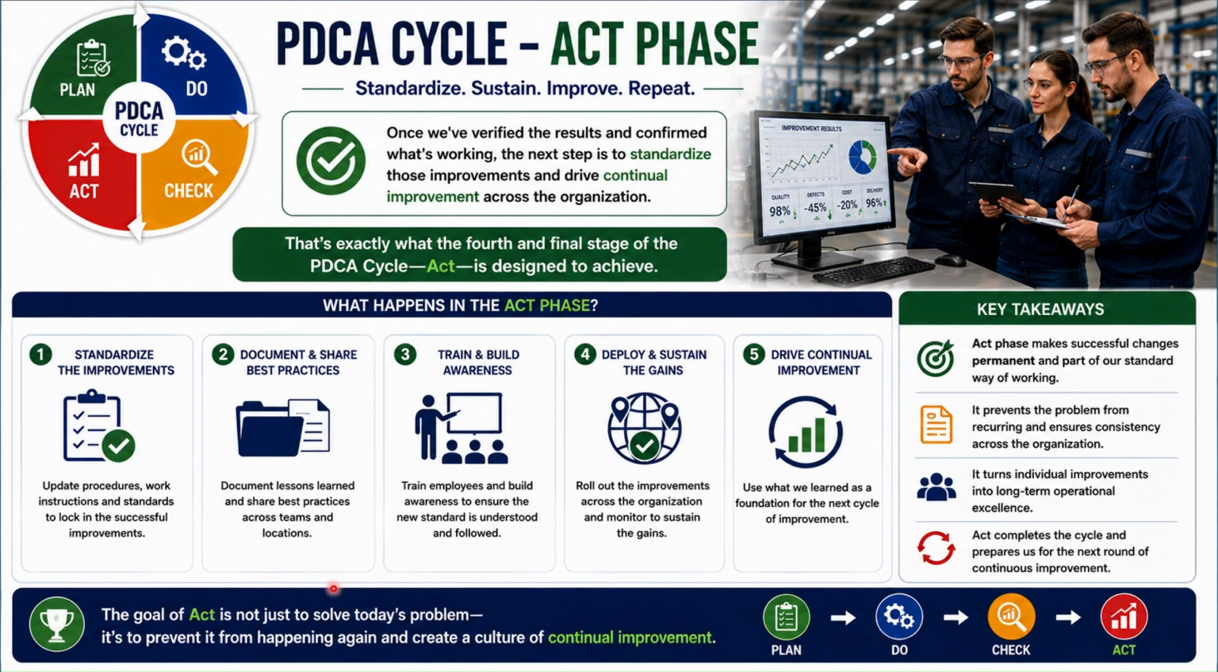Once we've verified that the improvements are delivering the expected results, the next step is to make those improvements a permanent part of the process. This brings us to the fourth and final stage of the PDCA cycle: ACT. During this stage, successful changes are standardized, best practices are documented, and the improvements are rolled out across the organization. The goal isn't just to solve today's problem, it's to prevent it from happening again and create a foundation for continual improvement.